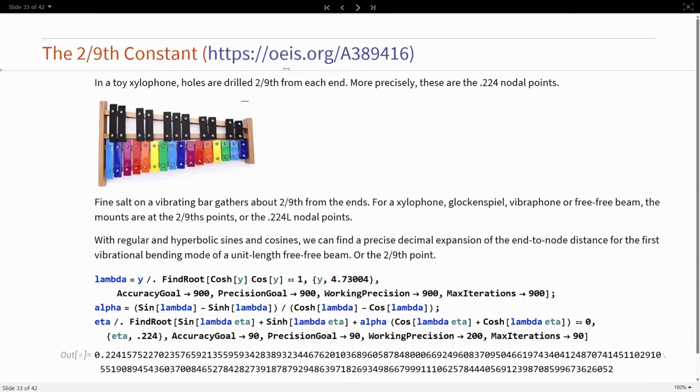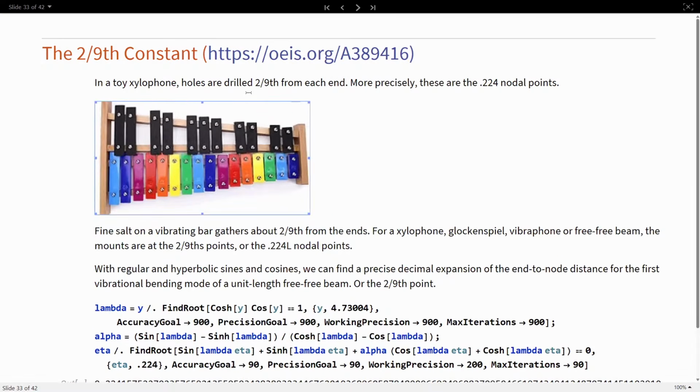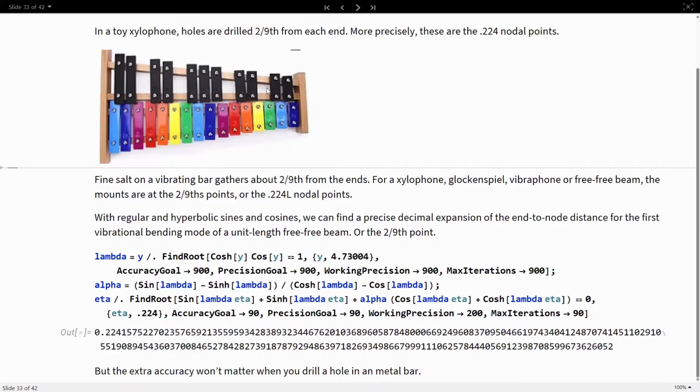Here's a constant I did some research on last month. If you look at a toy xylophone, for example, this one here, there's various holes drilled at the 2/9 points on either side. And that's because if you put fine salt on a bar and let it vibrate, the fine salt will make lines at approximately 2/9 from each end, part of Chladni patterns. So those became known as the 2/9 points, and those were the ideal places to mount bars in a xylophone or glockenspiel or vibraphone.